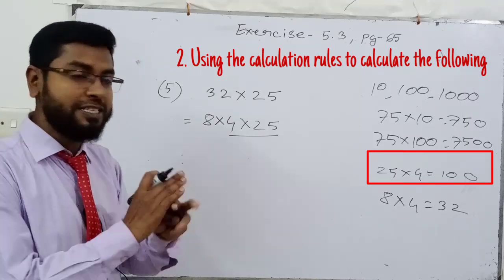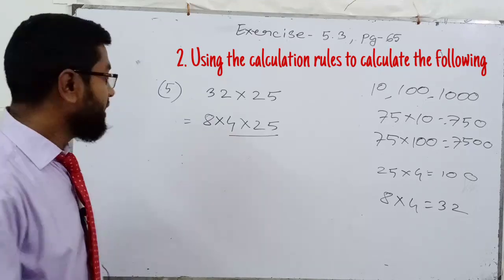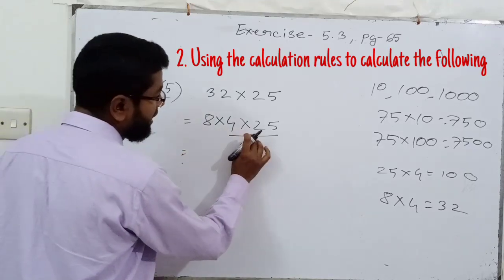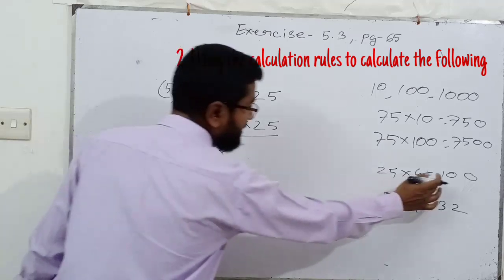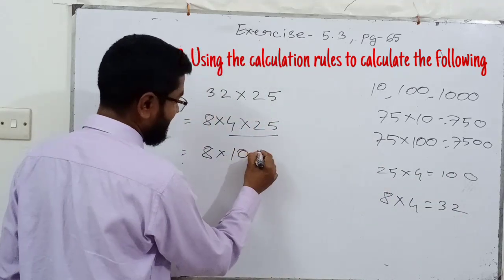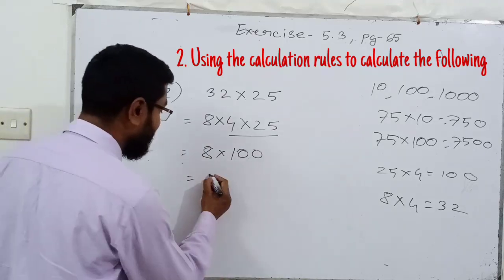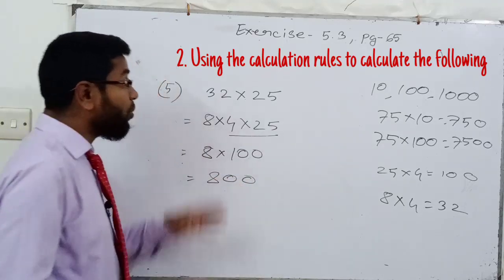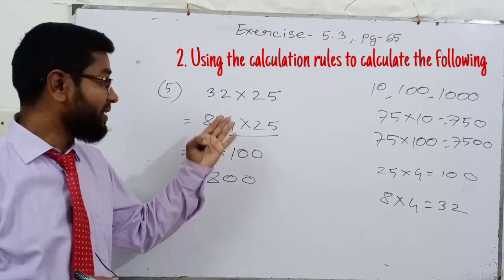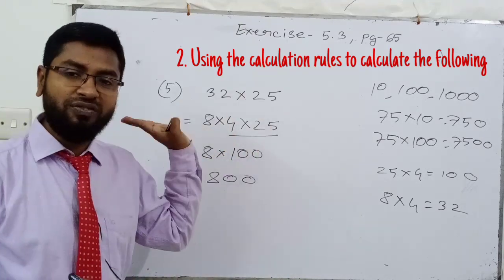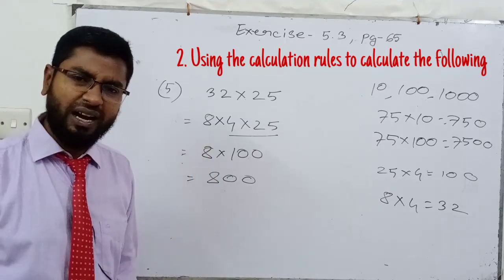I separate 32 as 8 multiply 4. I know 4 multiply 25 becomes 100. So 8 multiply this 100 I will write. Now it is easy to multiply. What will be here? 800. Orally we have to think this way. We know 25 has a very close relation with 100.